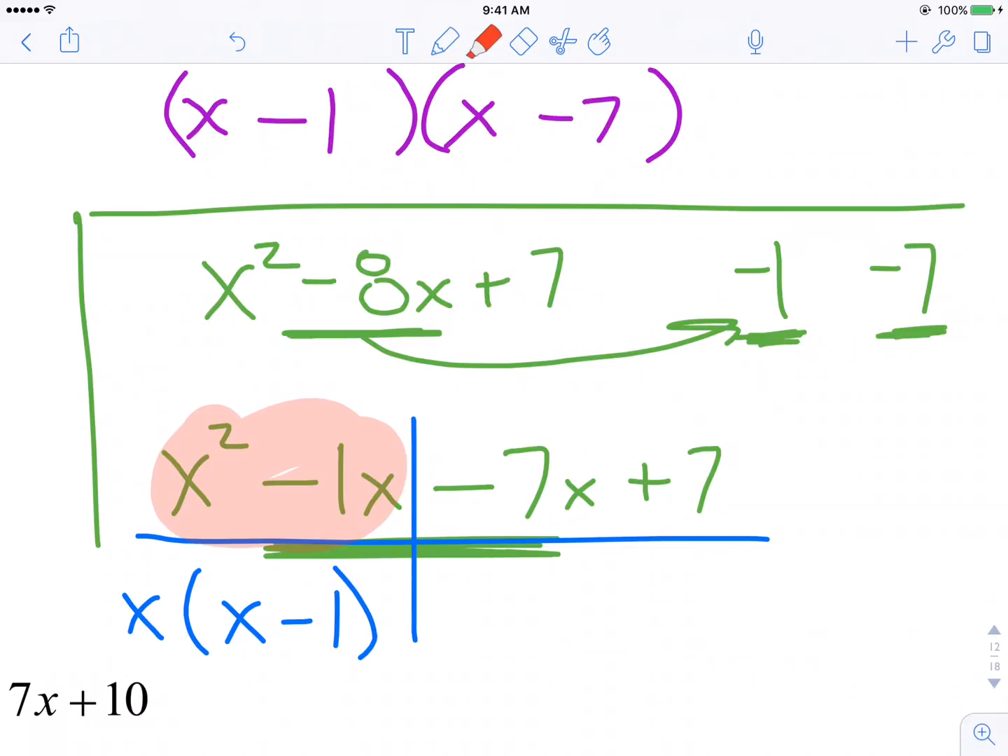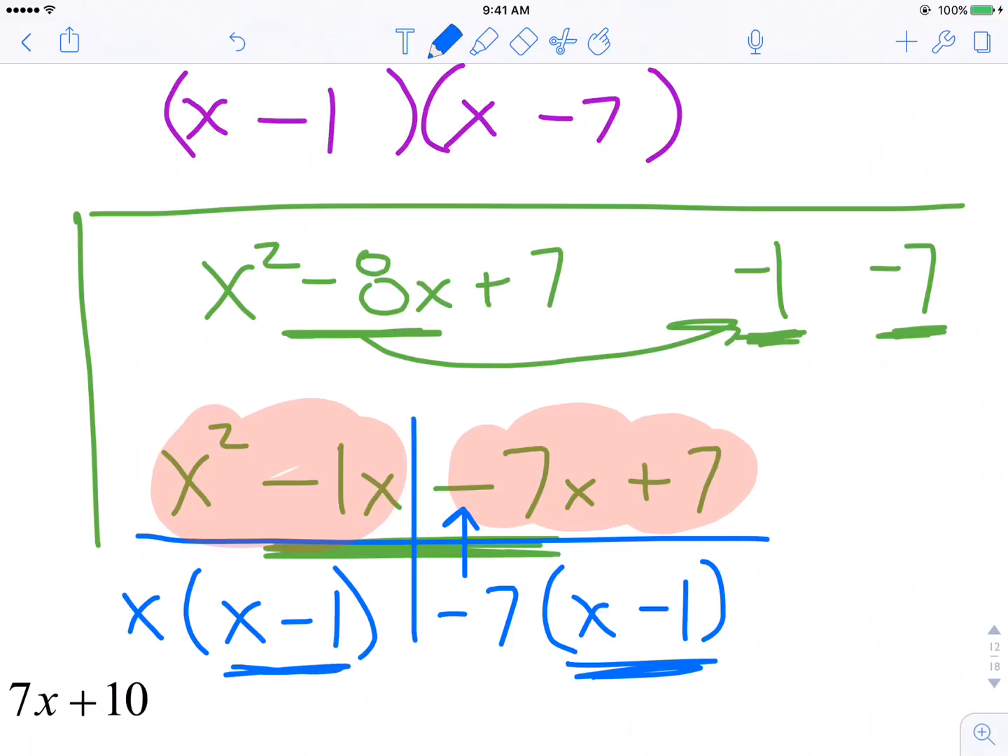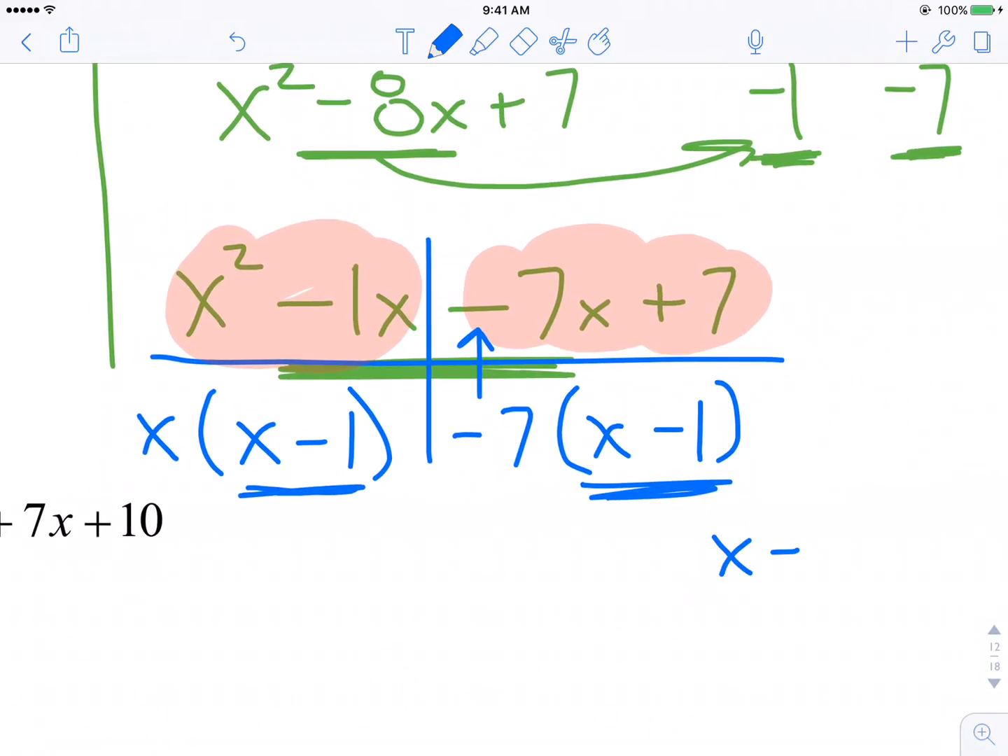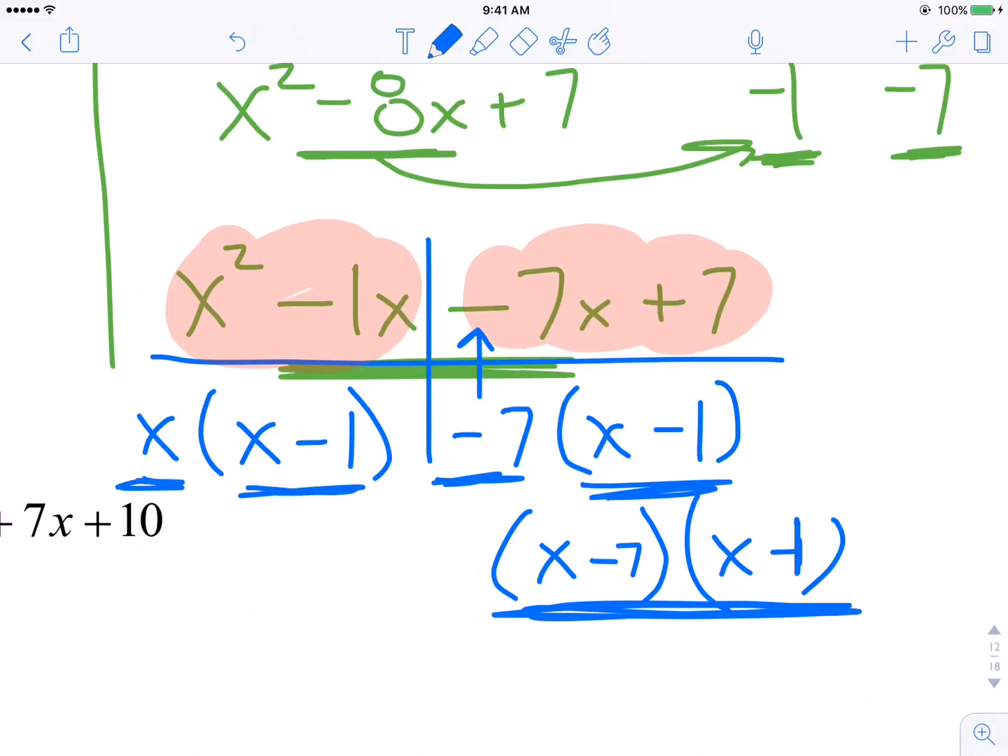What's common between these two terms here? Well, it's going to be 7. But because this is negative, I'm going to factor out a negative 7. What does that leave me? x minus 1. See how those are the same? x minus 1. See how this gives me x and minus 7? x minus 7. And I get the same two factors.